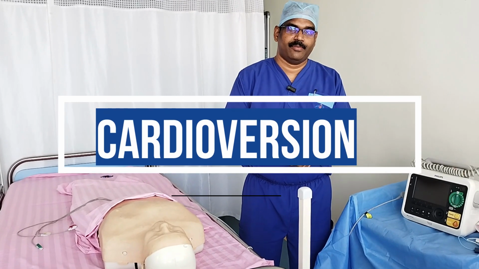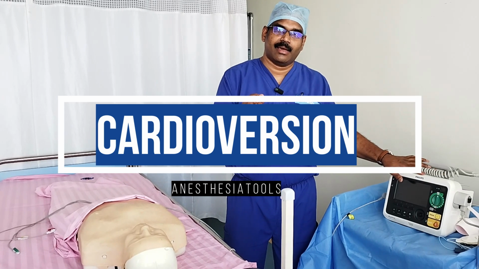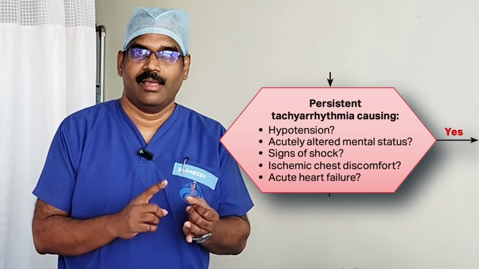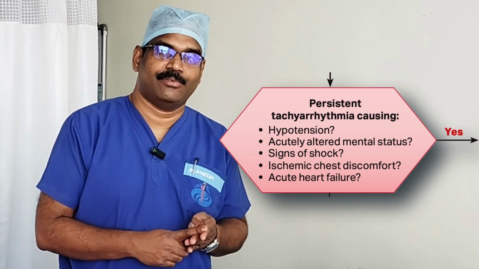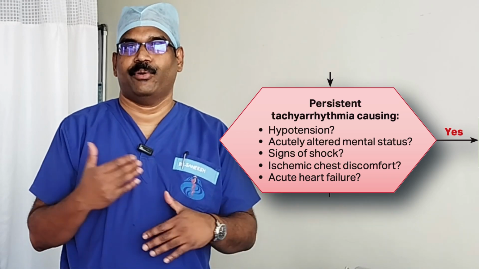Okay, from defibrillator we'll go to the next use of this machine, which is cardioversion. Cardioversion is applicable in a tachyarrhythmia situation when the patient is unstable, like the patient is having hypotension, altered mental status, ongoing chest pain, signs of shock, and any unstable scenario. Then you opt for cardioversion, where the patient may be conscious and responding.